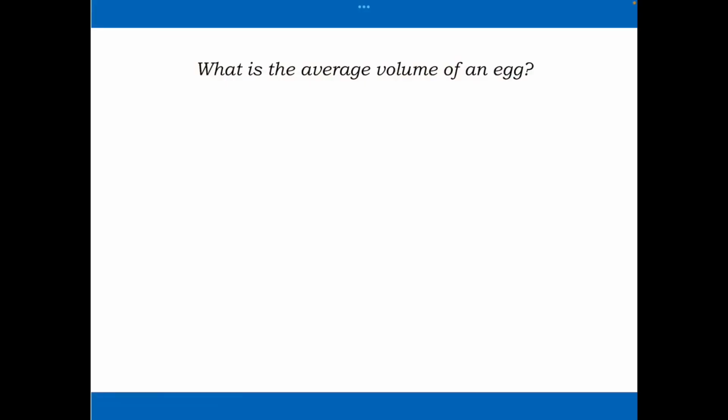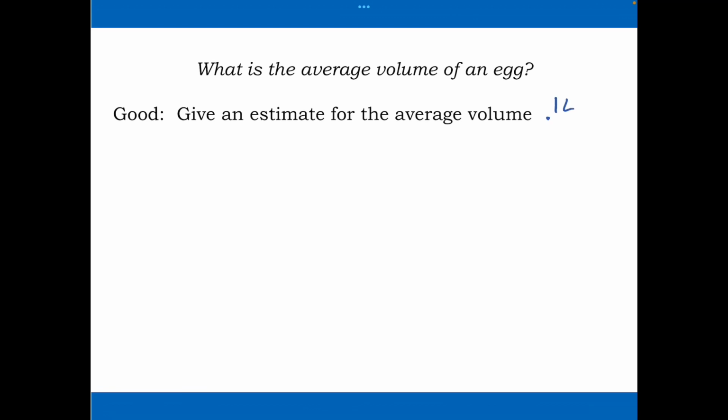So we're asking, what is the average volume of an egg? A good place to start is with an estimate. So what if we give an estimate for the average volume? Well, that would be pretty simple. We would just take our total amount, which was 1 liter, and divide it by the number of eggs, which was 20 eggs, and that turns into 1/20th of a liter, 0.05 liters, or probably better to say 50 milliliters. So that's a good estimate.